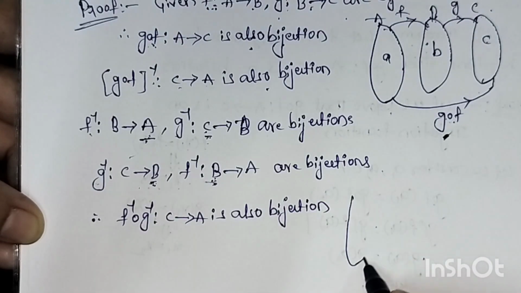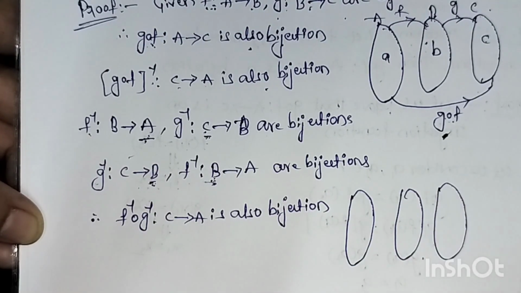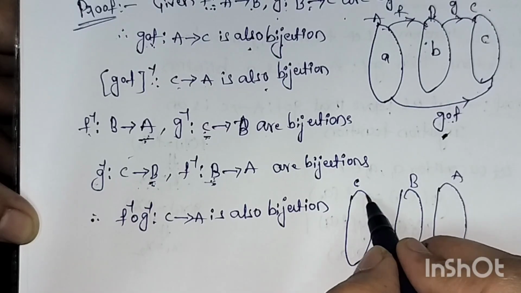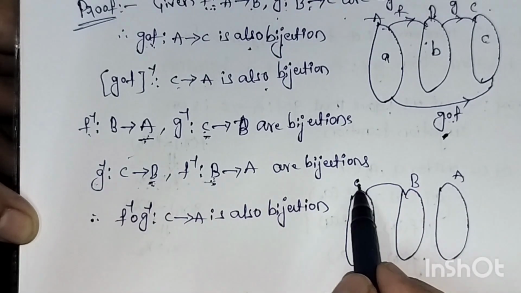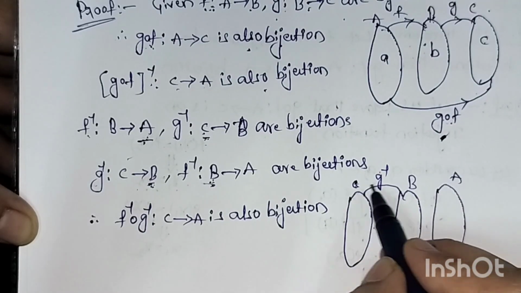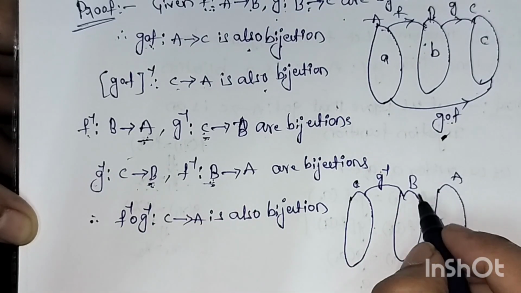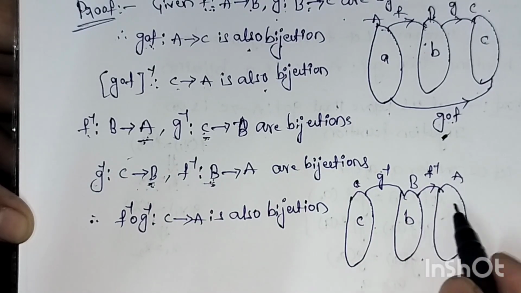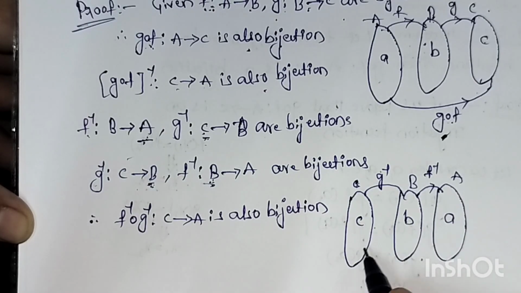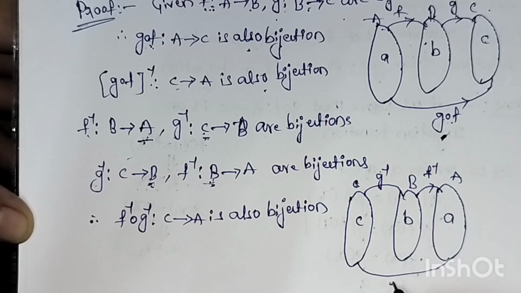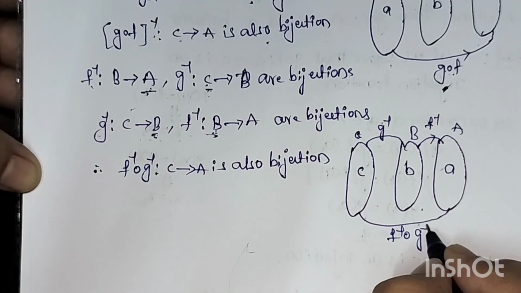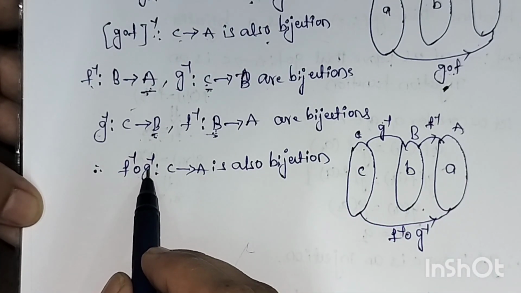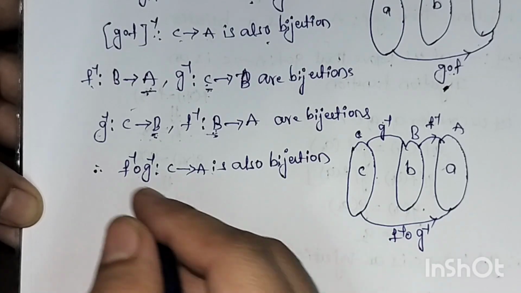Take three sets. This is set C, this is set B, this is set A. G inverse is a function from C to B. F inverse is a function from B to A. So small c is the element of set C, small b is the element of set B, small a is the element of set A. This is F inverse circle G inverse from C to A. F inverse circle G inverse maps C to A is also a bijection.